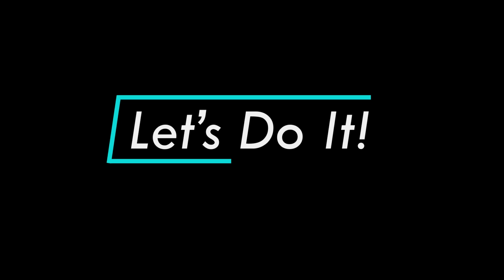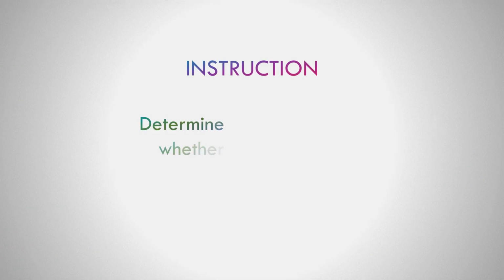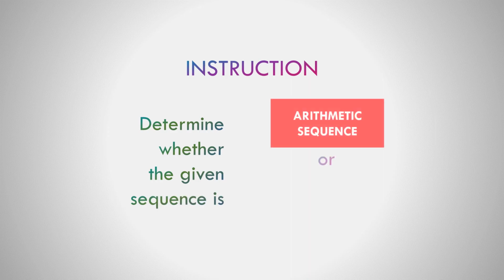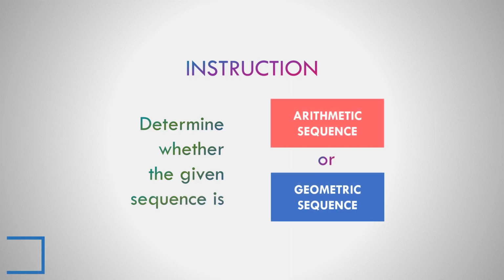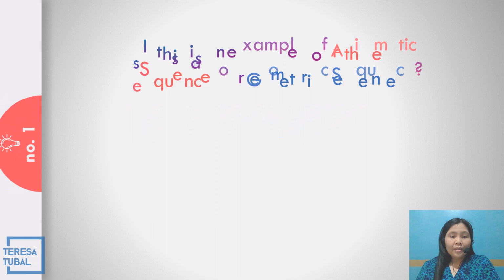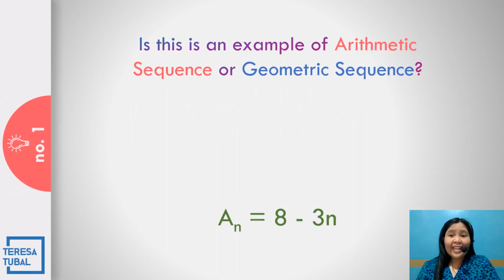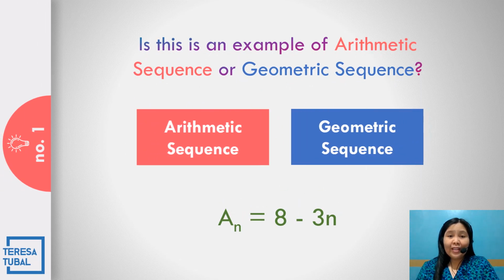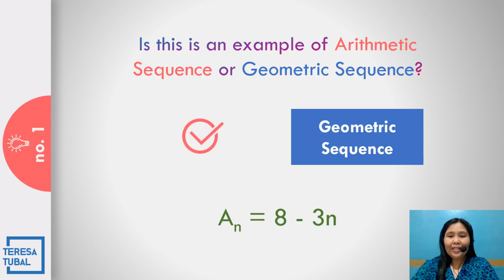Let's do it. Instruction: determine whether the given sequence is an arithmetic or geometric sequence. Is this an example of an arithmetic or geometric sequence? a sub n is equal to 8 minus 3n. What is the answer? Correct. That is an arithmetic sequence.